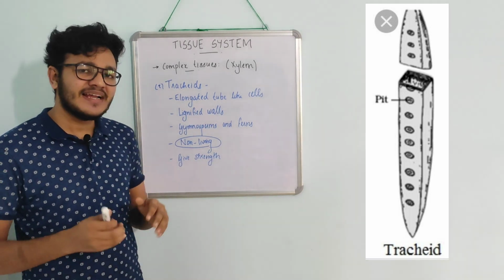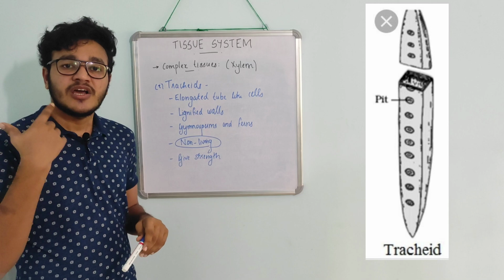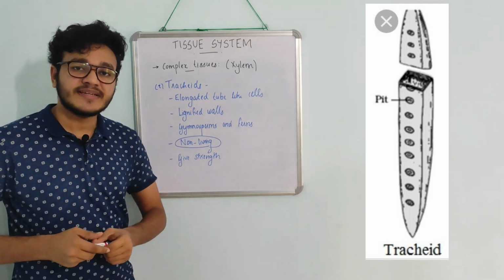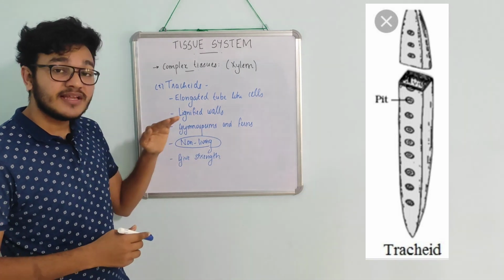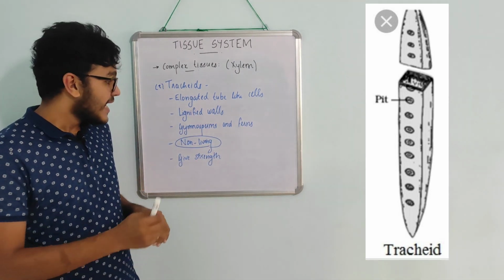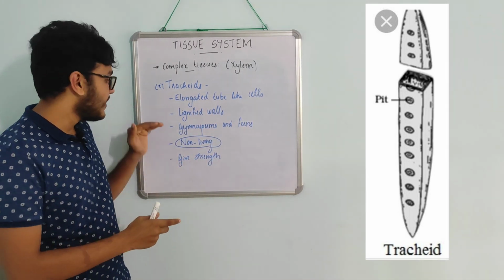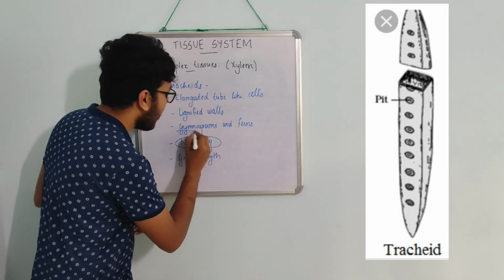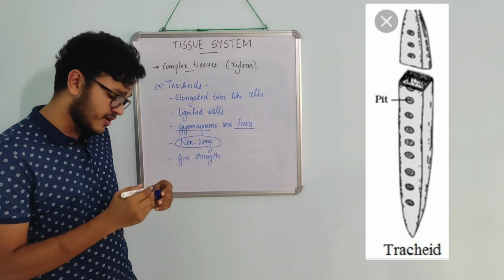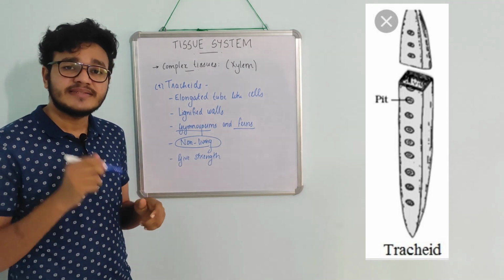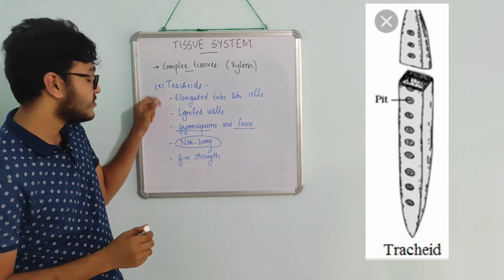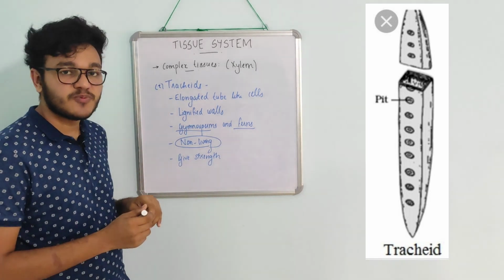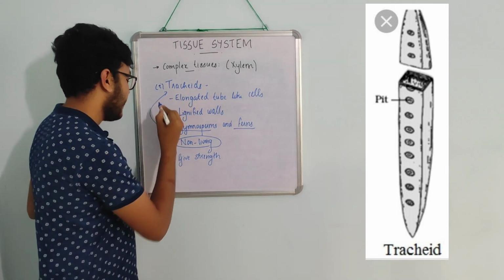The second point is that it has lignified walls, that is, it can be viewed by using safranin stain and a microscope. So it has thick lignified walls, and another important point related to the entrance exam is that it forms the main conducting element in gymnosperms and ferns. That is, in gymnosperms and ferns, xylem vessels are absent. There, the main component which helps in conduction of water is tracheids. So that is an important entrance point we have to focus on regarding tracheids.